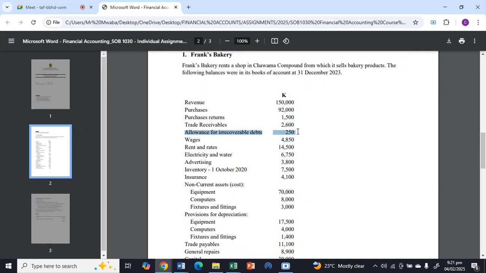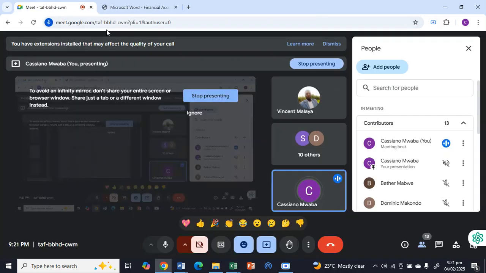Allowance for irrecoverable debts. This is a contra asset account. It reduces the receivables amount. Since every business does credit sales, we know that it's not all the time that everyone is going to pay you back. So sometimes you can estimate. This is what we call the allowance for irrecoverable debts.